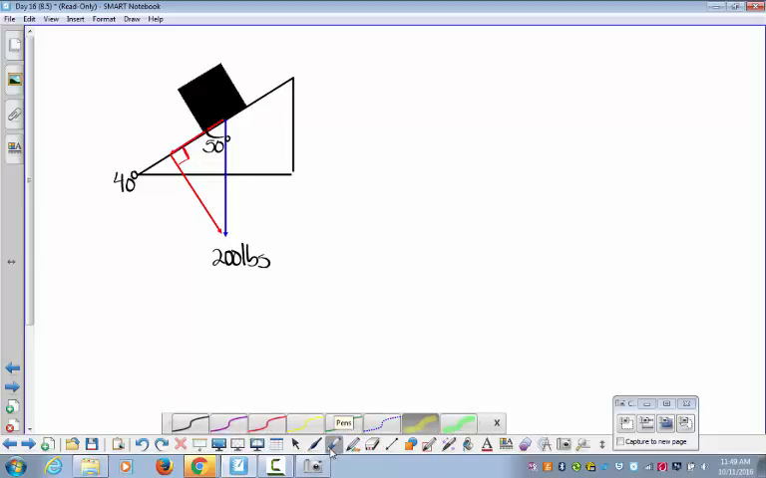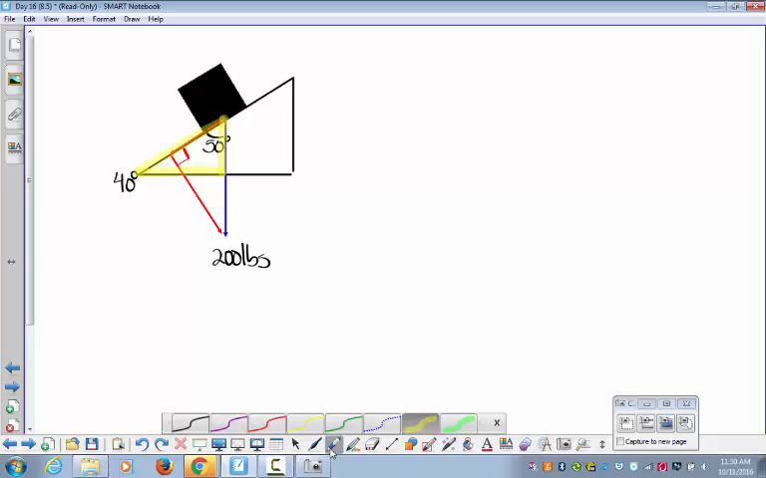So the way that we see that it's 50 is that we're going to focus our attention on this right triangle. The weight vector is perpendicular, right? That's going straight to the center of the Earth. So that's perpendicular to the ground. So that means that that yellow triangle is a right triangle. And the two acute angles in a right triangle must add to 90. So that angle of inclination for the ramp, they call that the angle of inclination, if that's 40, then that angle between the vertical vector for weight and the ramp has got to be 50.